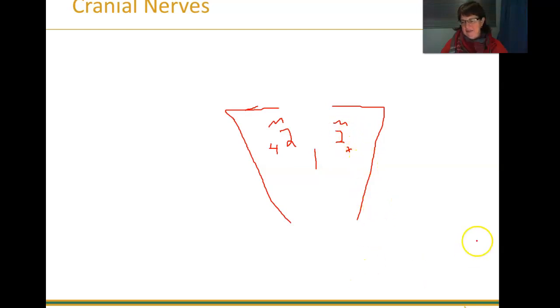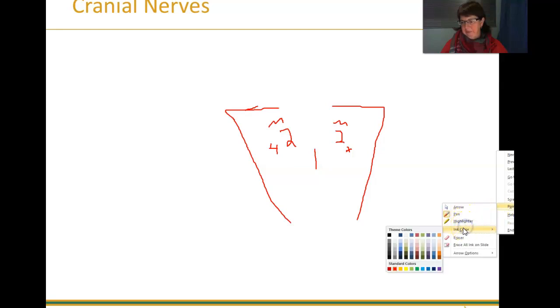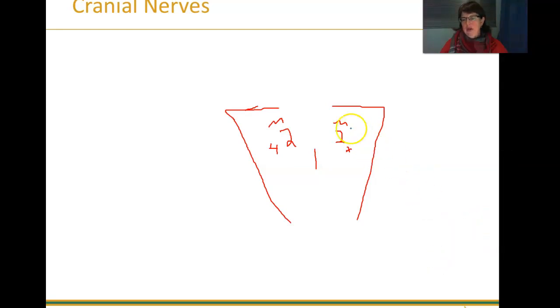5 is a little different. Let me change color so 5 will show up better. When you make a 5, it goes over the top, down the side, and around, which will actually become your mouth. So over, down, and around is a 5.